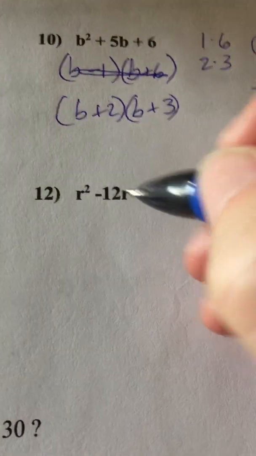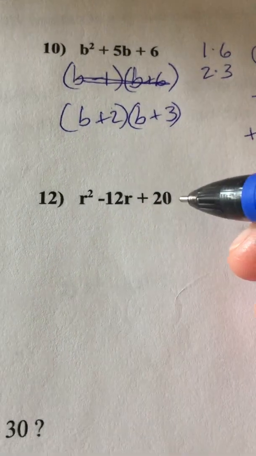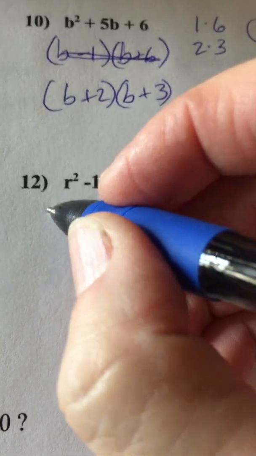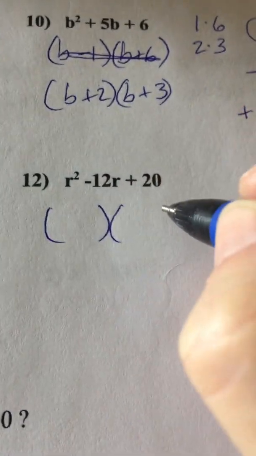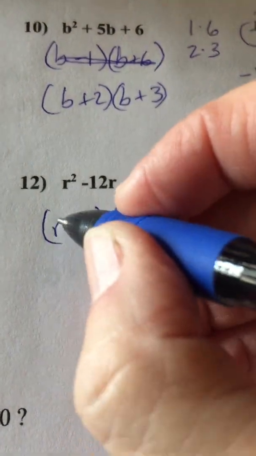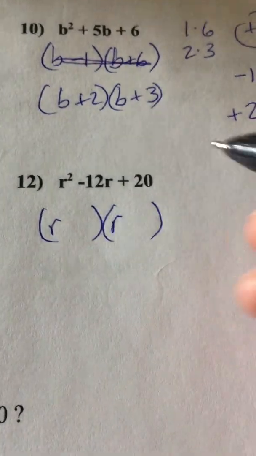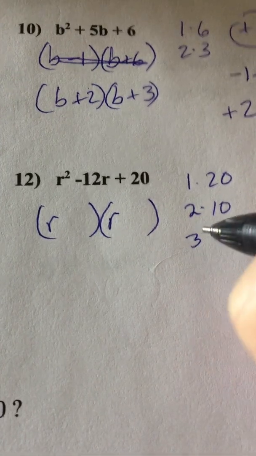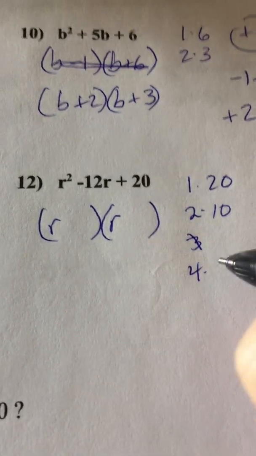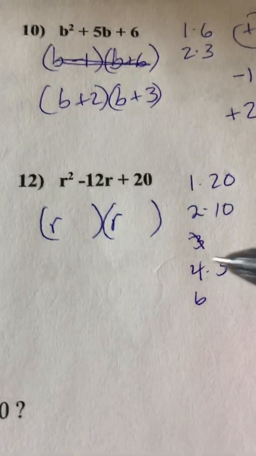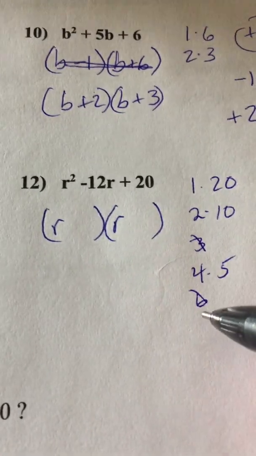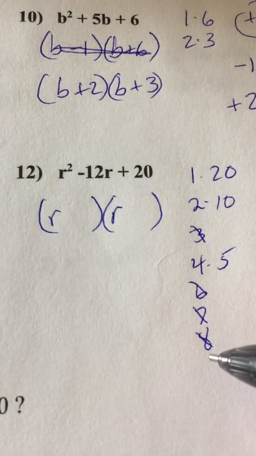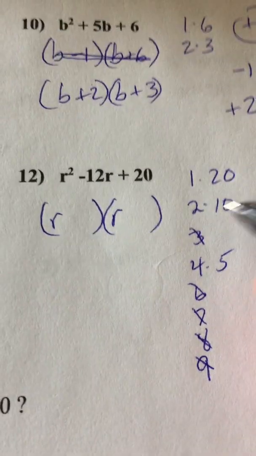Okay, number 12. R's in all 3 pieces? Nope, no R to pull out. Is there a 1 in front of this one? So the biggest number that I can pull out is a 1, so no GCF today, but hopefully it's factorable. R times R is going to give me R squared. What times what is 20? Let's make a list. 1 times 20, 2 times 10, 3 won't go evenly, 4 times 5, 6 won't go evenly, 7 won't go evenly, 8 won't go evenly, 9 won't go evenly, and 10 we've already used.